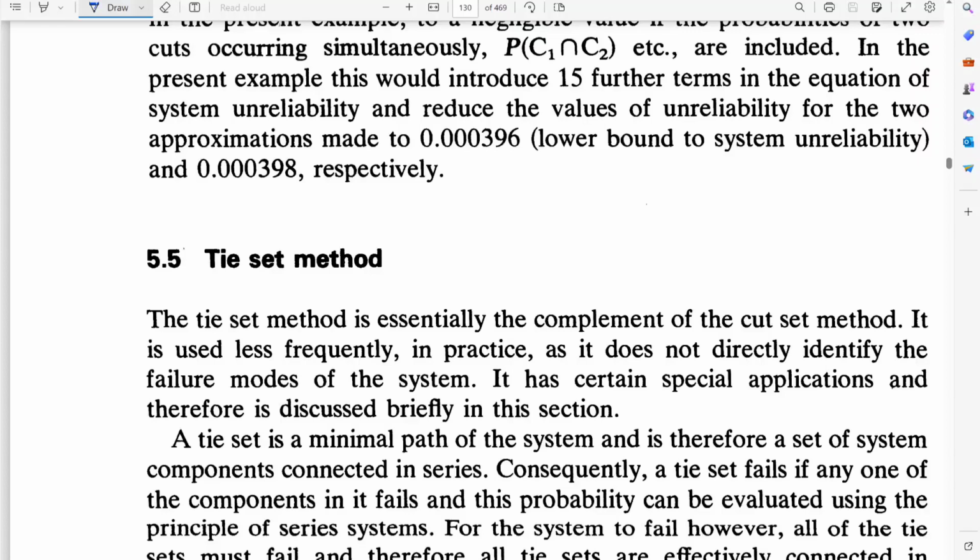In the name of God, in this session, we would like to talk about the tie set method.